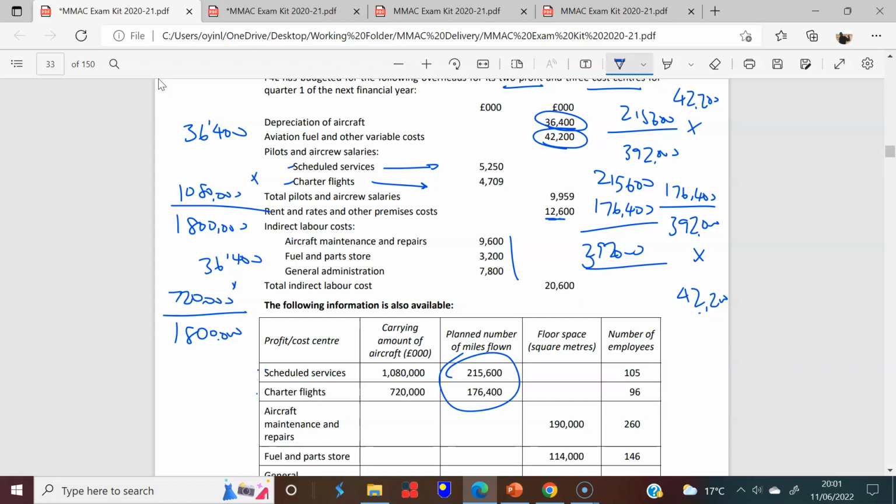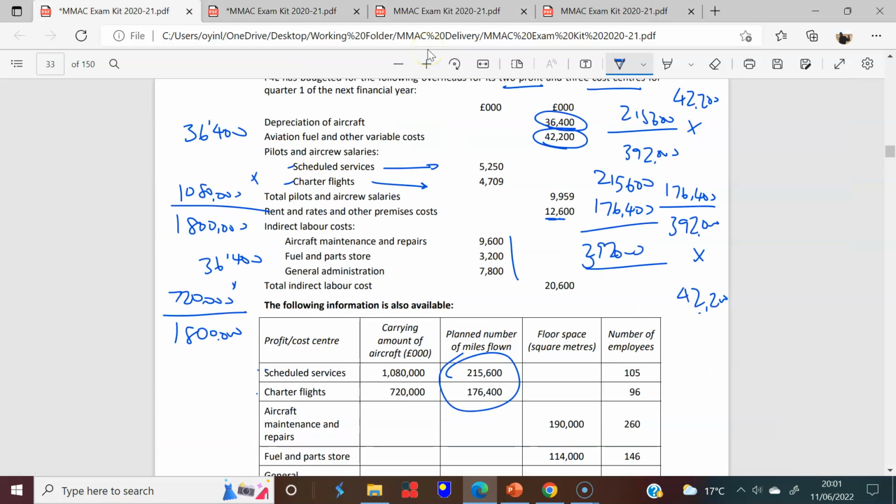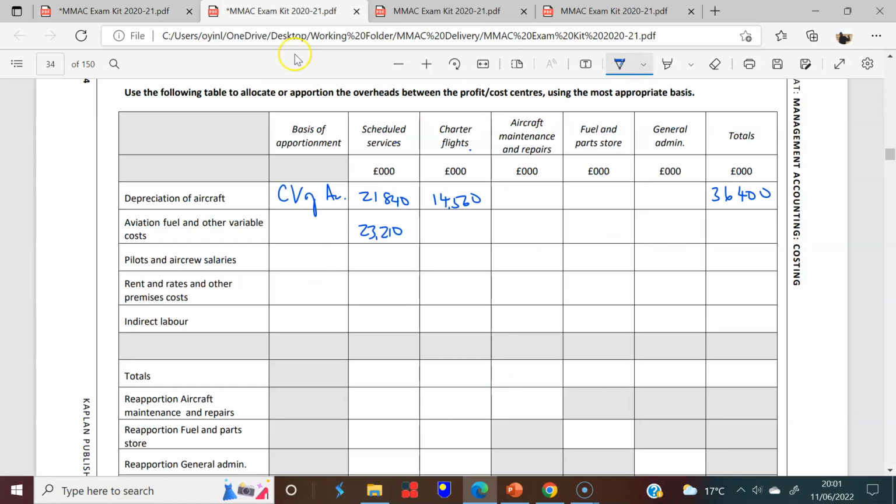215,600 divided by 392,000 times 42,200, which is 23,210. And then, of course, the difference from 42,200, 18,990. Now let's look at the other ones.